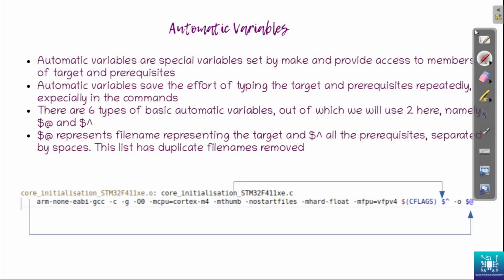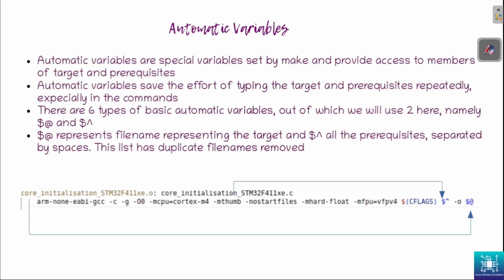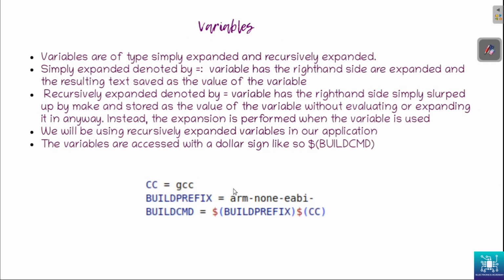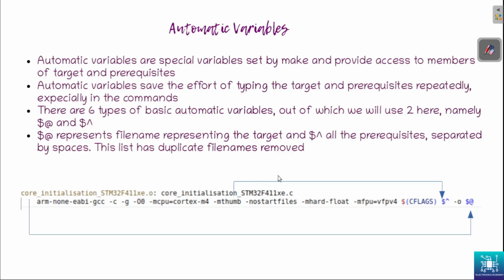Now, automatic variables is another important feature of the Makefile. Let's assume that you have the target and you have the prerequisite. So this is the prerequisite and this is the target, like we saw previously. Now you might have a lot of prerequisites here. So the prerequisites can go to any number of files. And we'll also see that we need not write all the prerequisites here.